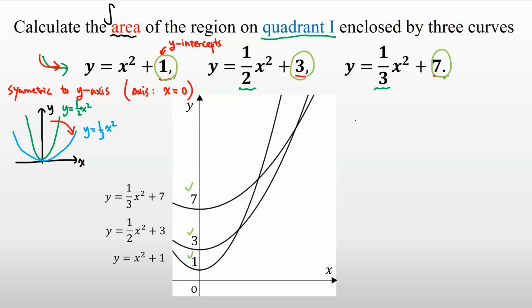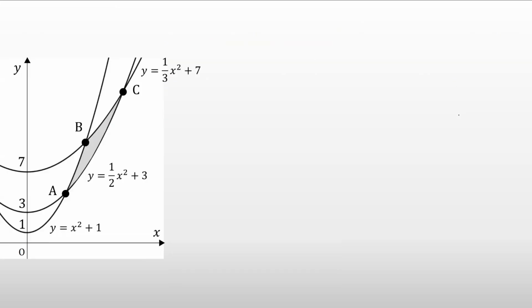We are looking for the area in the first quadrant, so we have to calculate the area of this region. In order to calculate the area, we must use integration, but in order to determine the intervals of integration, we must first find the coordinates of these intersection points. And in order to do that, we have to solve the system of equations using these equations of parabolas. Okay, let us find the intersection points between these parabolas.